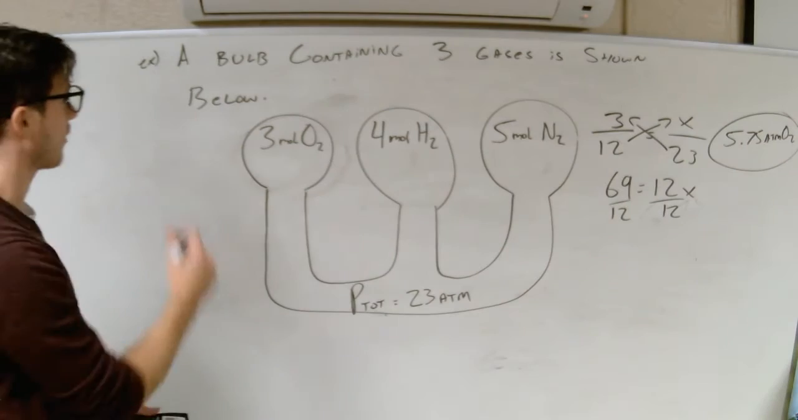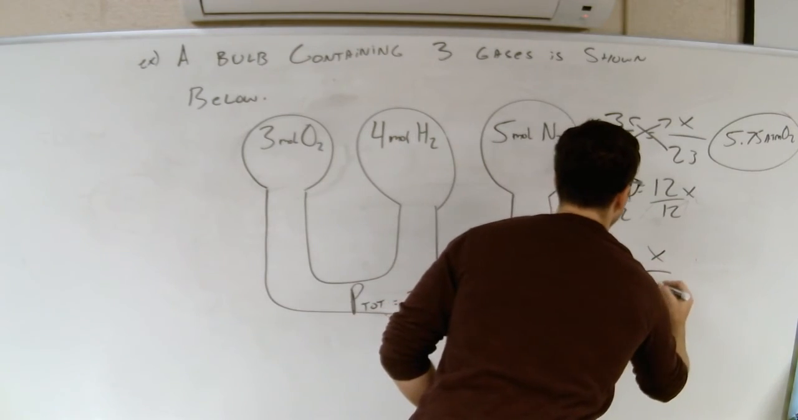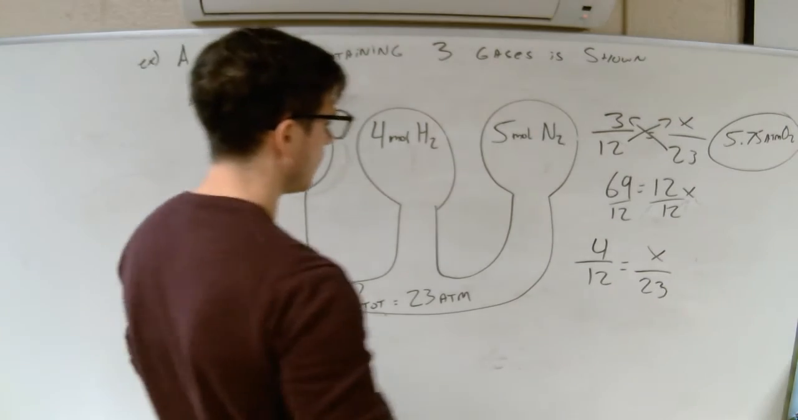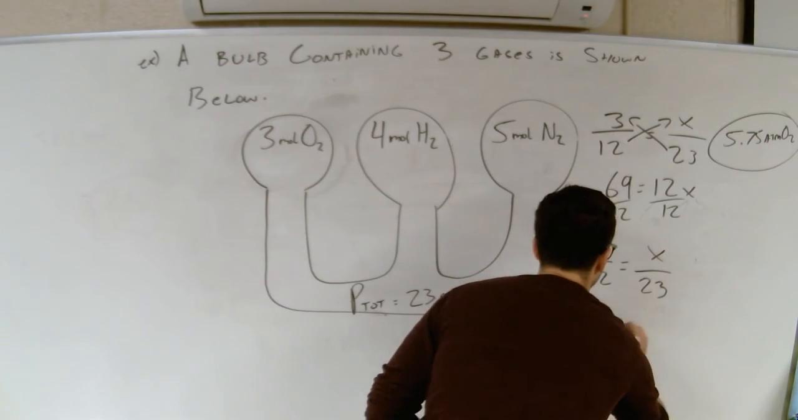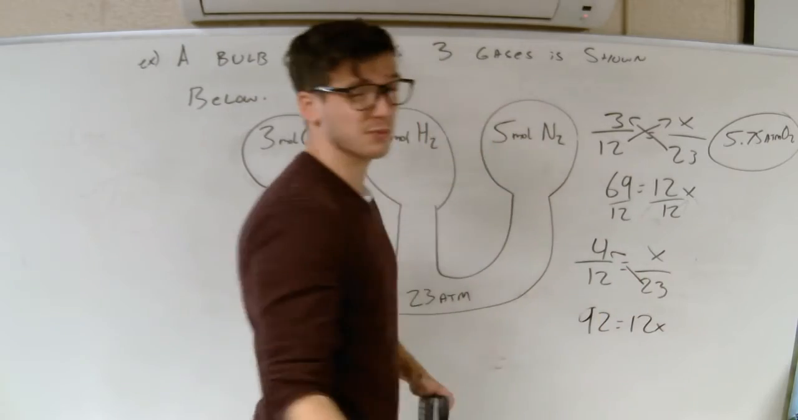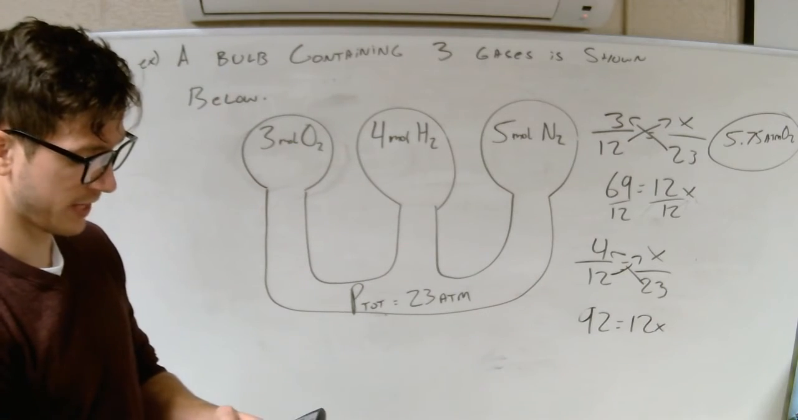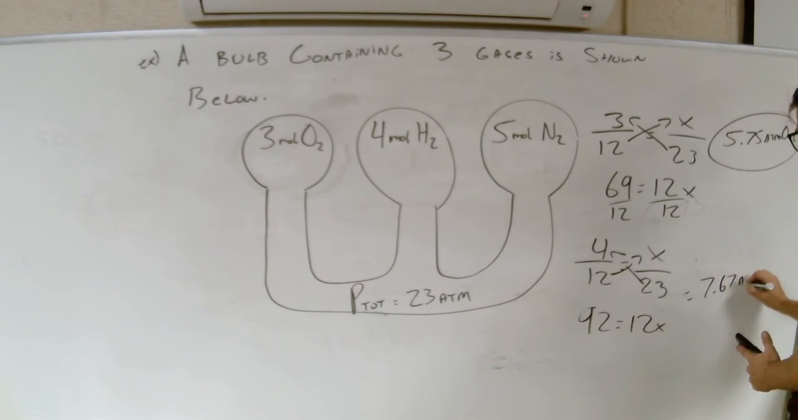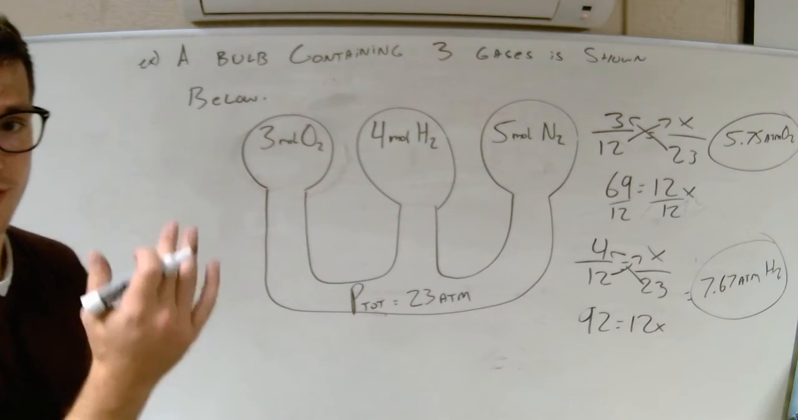Let's go ahead and do the same thing for hydrogen. It makes up 4/12 of the moles. It should make up 4/12 of the pressure, right? But again, our total pressure is 23, not 12. We cross multiply, so we should get 4 times 23, which is 92, equals 12x. 92 divided by 12 is 7.67 ATM, and we were dealing with hydrogen there. That makes sense. We had more moles of hydrogen, so it should make up more of the pressure than O2.